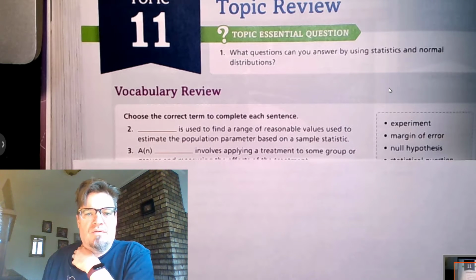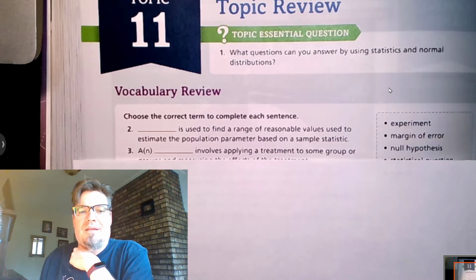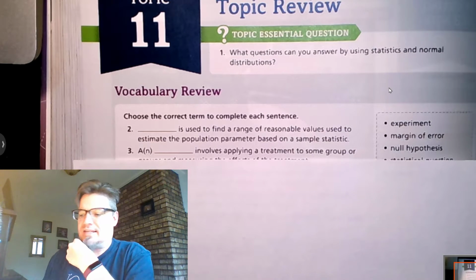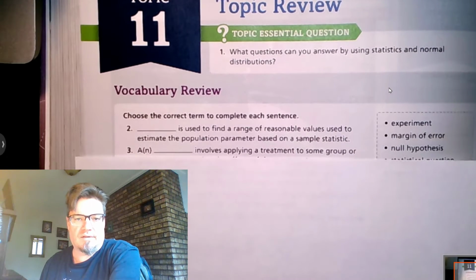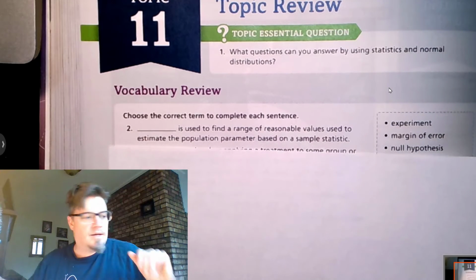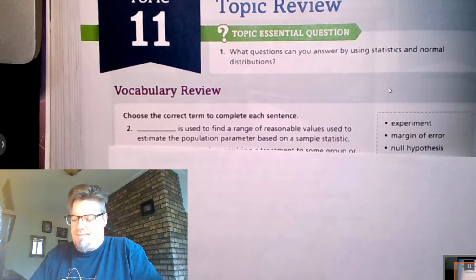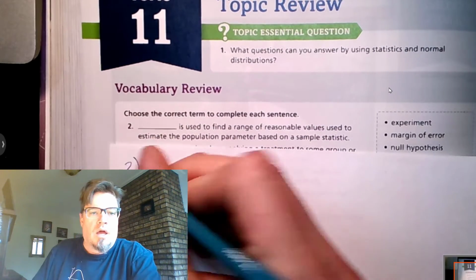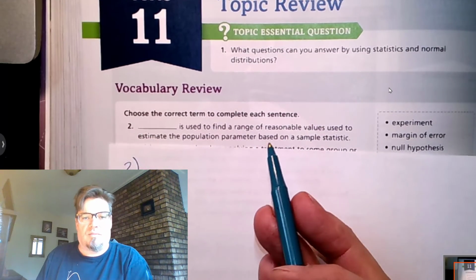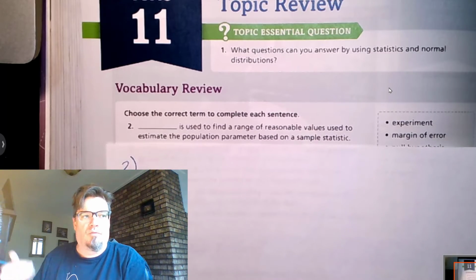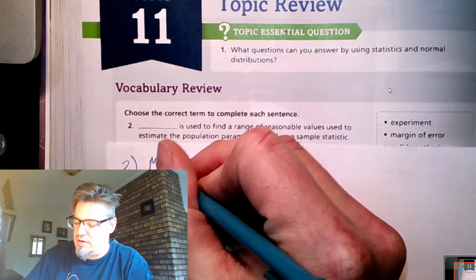Blank is used to find a range of reasonable values used to estimate the population parameter based on a sample statistic. Let's see, focus there. All right, so let's see. Let me get a pen here. So number 2. The answer to this, to find a reasonable value, that's the whole reason why we actually come up with the margin of error.